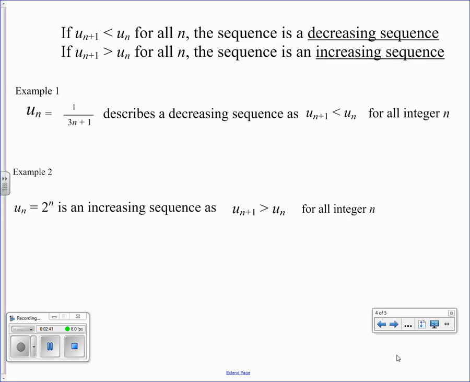A decreasing sequence is one in which each term is smaller than the one before, and an increasing sequence is one in which each term is bigger than the one before. Example 1 gives an example of a decreasing sequence. As n gets bigger and bigger, 3n plus 1 gets bigger, and 1 over 3n plus 1 gets smaller. Un equals 2 to the n is an example of an increasing sequence. 2, 4, 8, and so on.